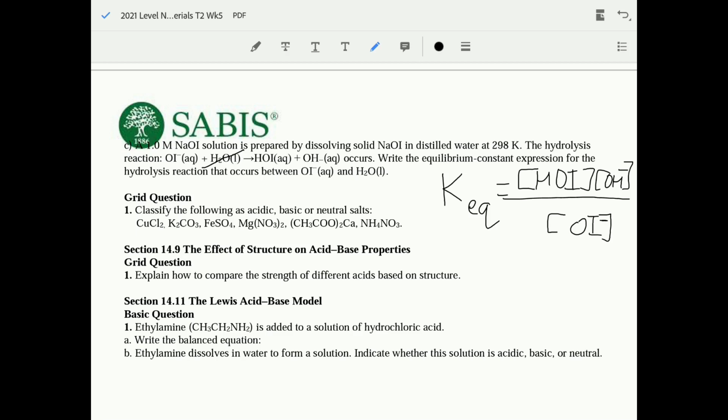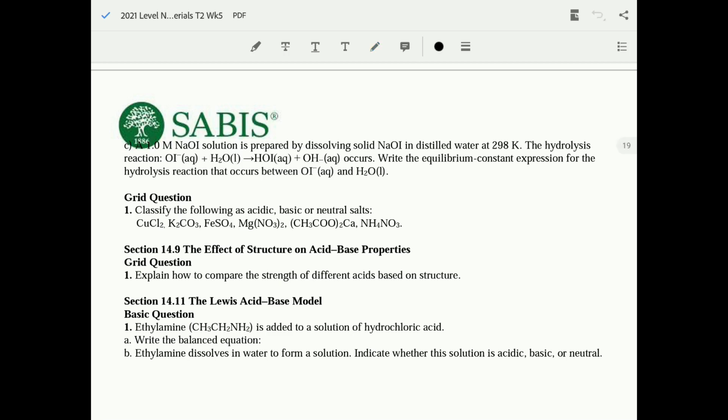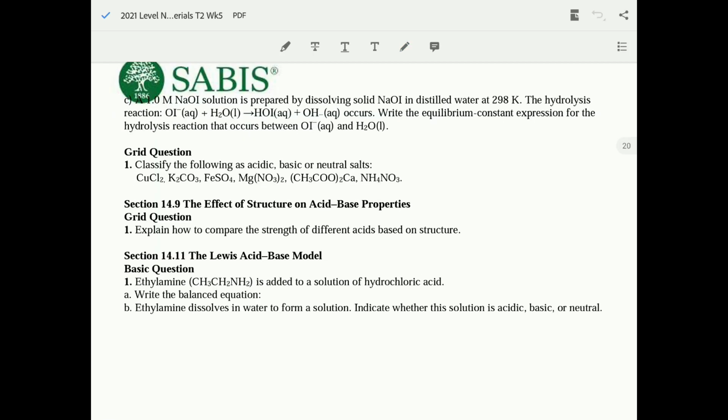Alright, so that's question 3 done from the previous section. Let's move on to the grid questions. Classify all of them as acidic, basic, or neutral. I'll give you a few seconds. You can solve them yourself and then we'll check together.